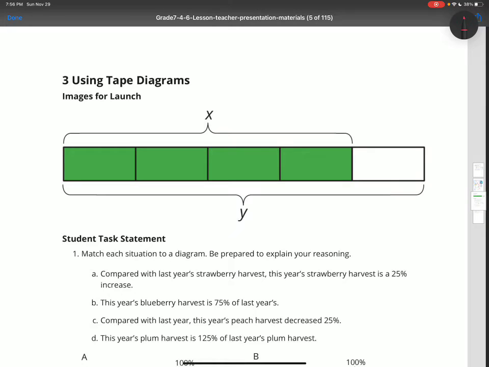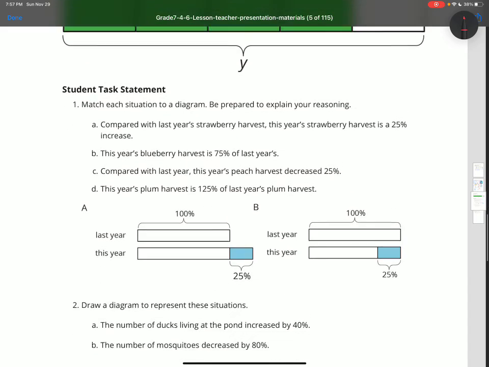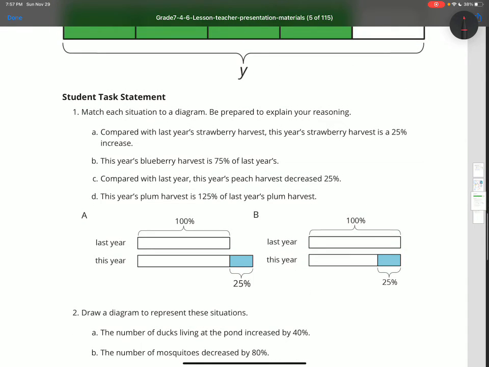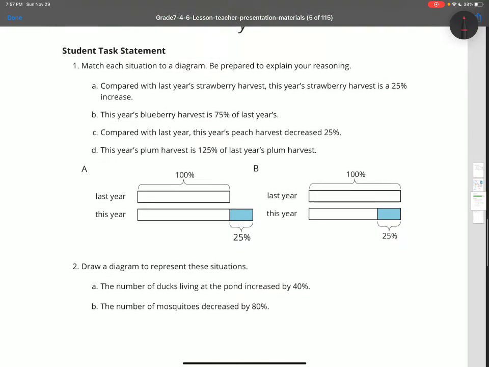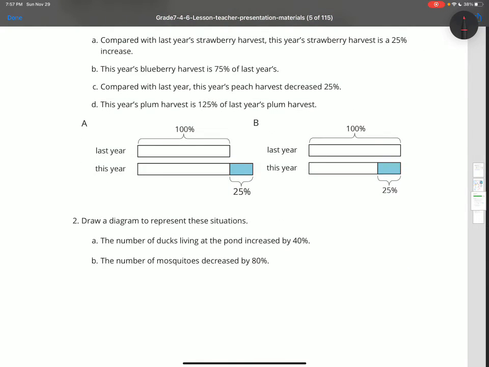All right, guys, let's look at the student task statement number 3 called using tape diagrams. For number 1, it wants us to match each situation to a diagram. Be prepared to explain your reasoning. Number 2 is asking us to draw a diagram to represent these situations.